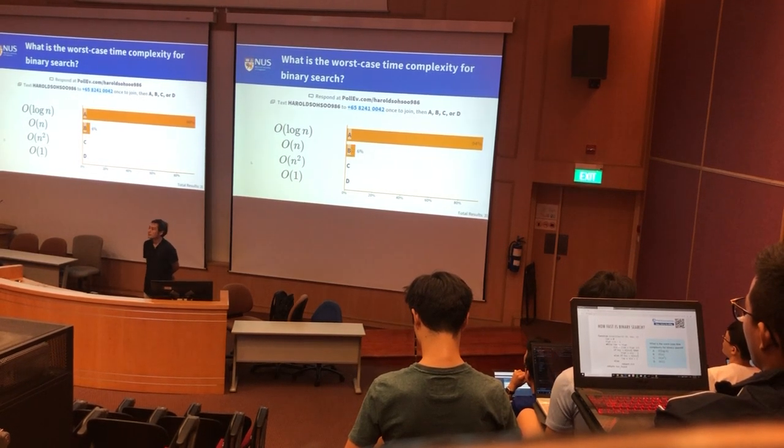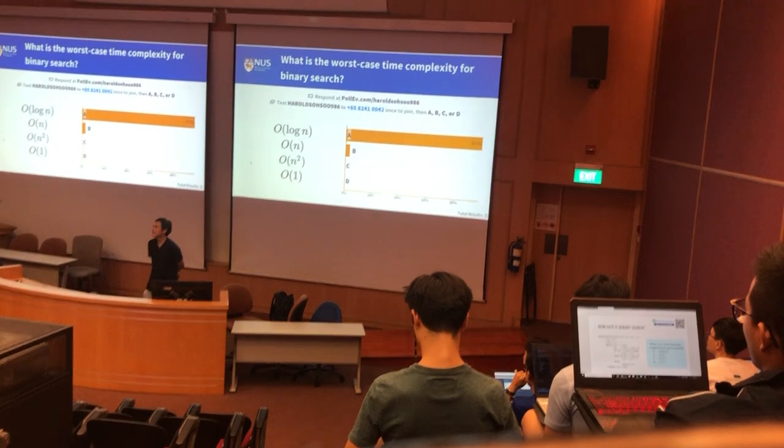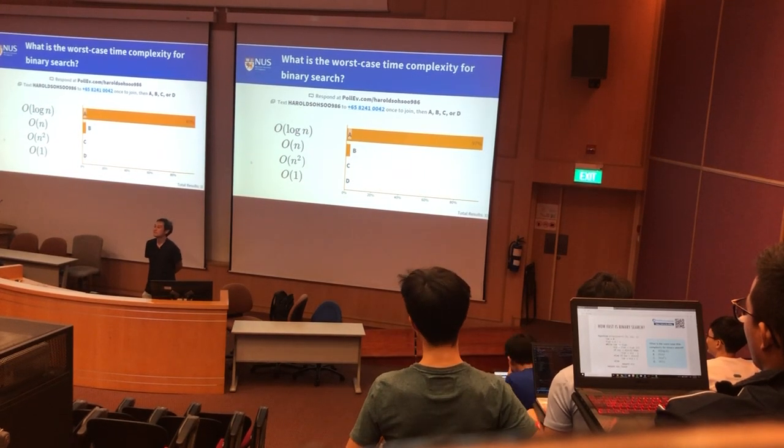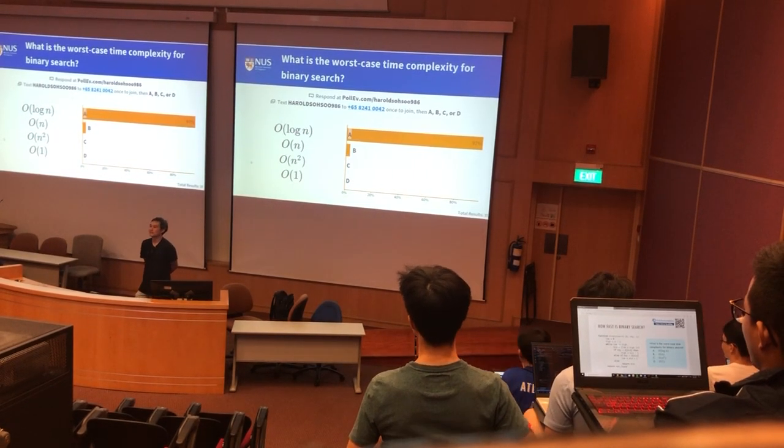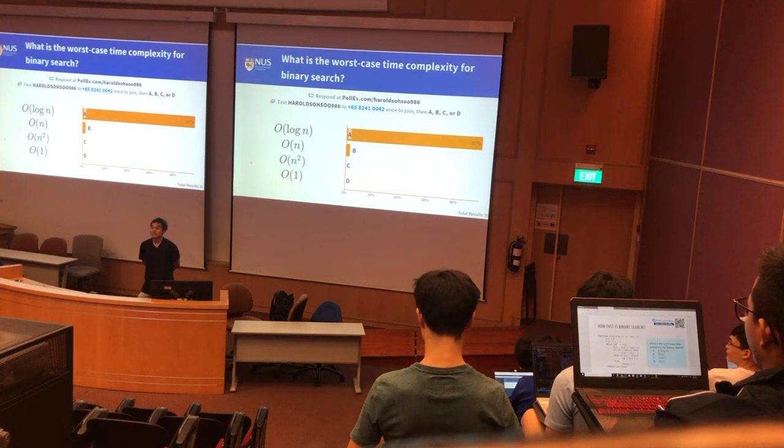So the best case time complexity for binary search, what is it? Best case. What's the best case you think of? What's the worst case?